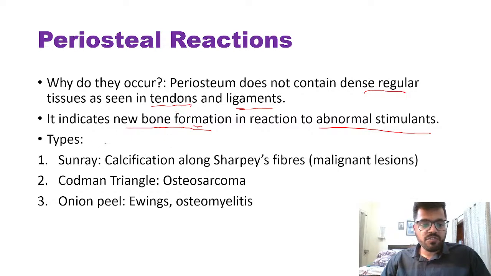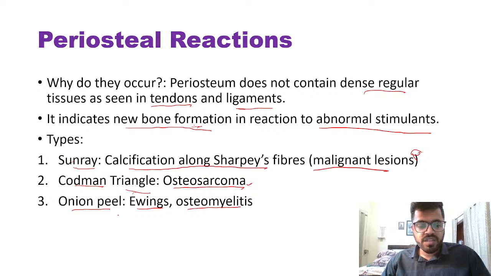There are three types of periosteal reaction: sunray, Codman triangle, and onion peel. Sunray is seen due to calcification along the Sharpey's fibers. It is seen in malignant lesions. Codman triangle is seen typically in osteosarcoma. However, it can also be seen in other lesions. Onion peel appearance is seen in Ewing sarcoma and osteomyelitis. It is also called lamellated appearance.